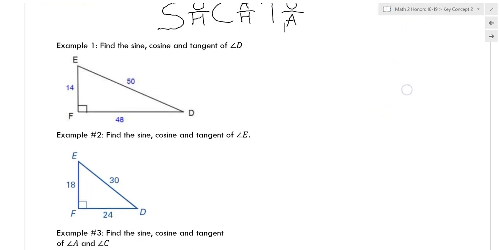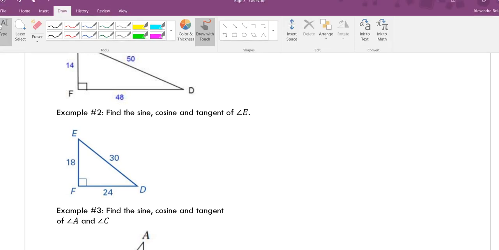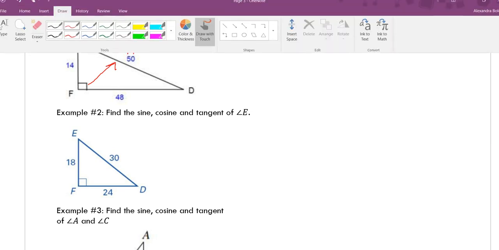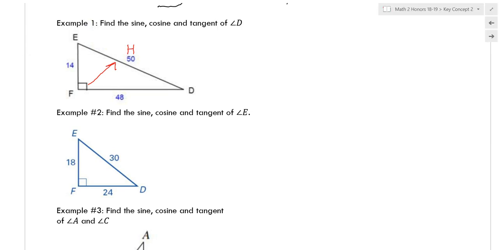All right, so let's look at an example. We're finding the sine, cosine, and tangent of angle D. The first thing we want to do anytime we're finding sine, cosine, and tangent is mark or label our sides. So we have the hypotenuse. We have our angle, opposite, right? It's the given angle. So angle D is our given angle. So our opposite side. And then finally our adjacent side is the last one, between these two. So we have to label all of those.